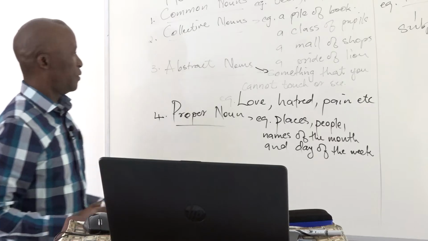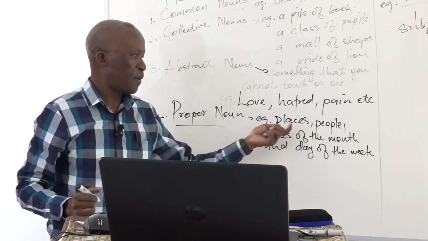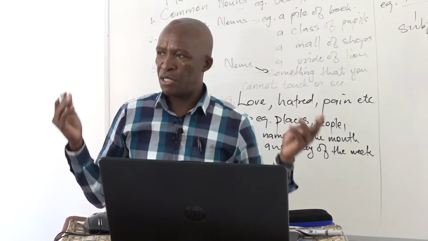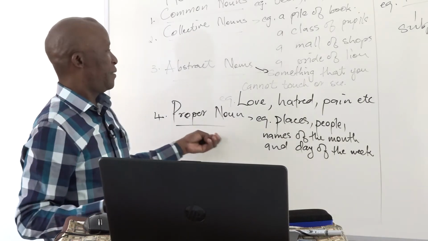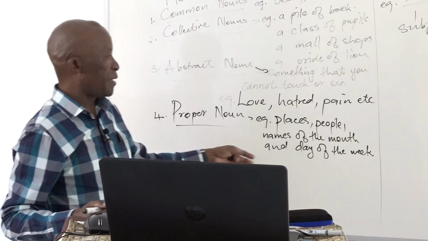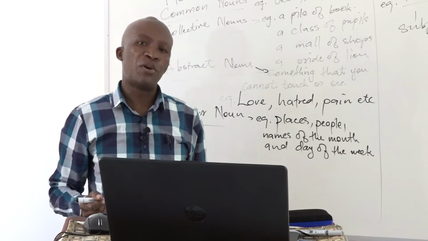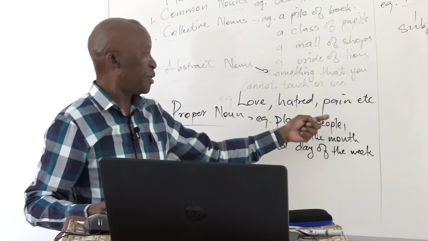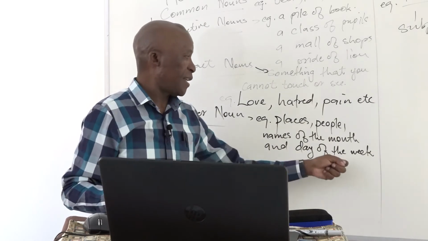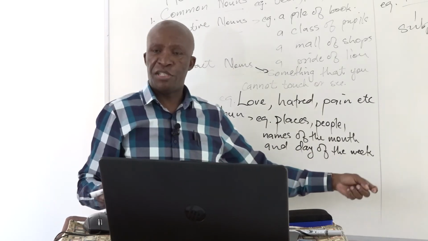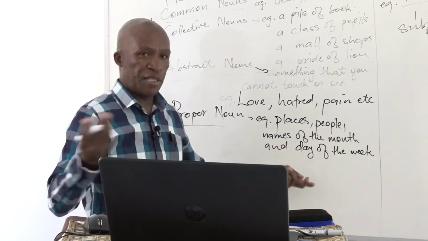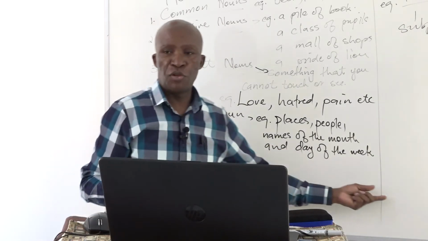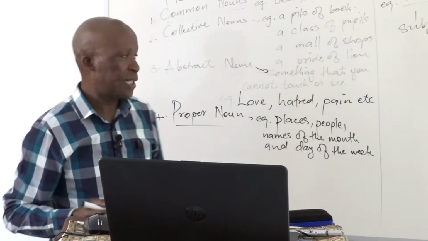For an example, under names of places, we've got places such as Rustenburg. That is the name of a particular town. That is a proper noun. Under people, we've got names such as Peter, James, John, and the likes. Those are proper nouns. And under the names of the month, we've got January, February, March, April, and so forth. Those are proper nouns. And lastly, we have days of the week like Monday, Tuesday, Wednesday. Those are examples of proper nouns.